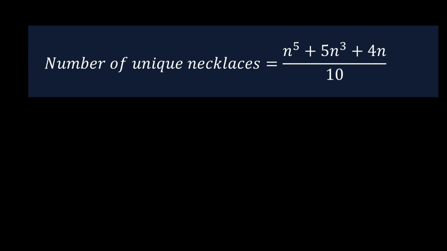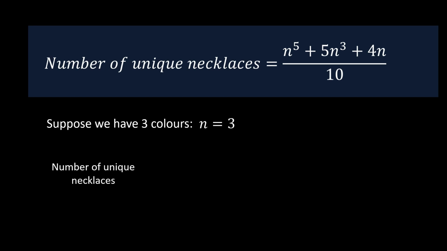We have now found a formula for the amount of unique 5 beaded necklaces which can be made out of n colors. Suppose that we have 3 colors, so n is 3. Then we plug this in and see that there are only 30 unique necklaces possible.